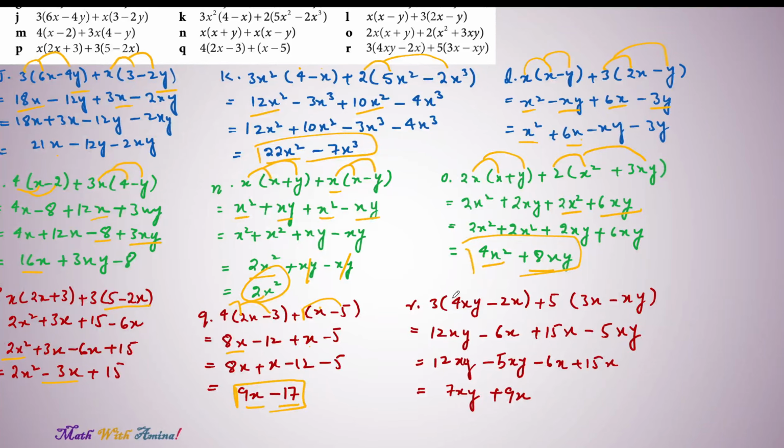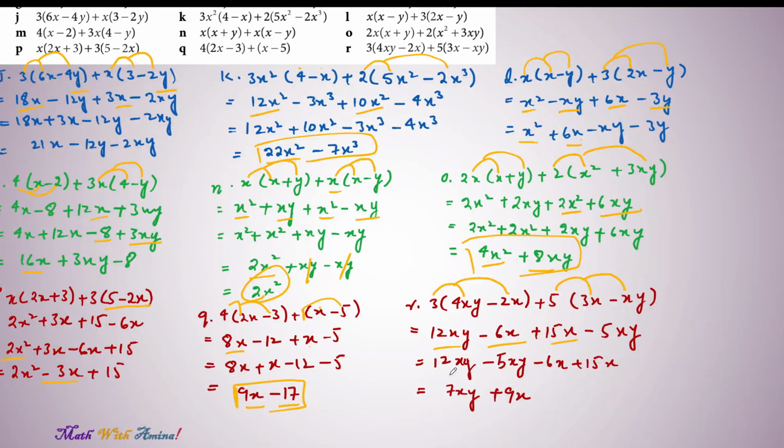Now, 3 into, in the bracket, we have 4xy minus 2x, then the bracket is closed, plus 5, then another bracket opens, 3x minus xy, and the second bracket closes. So 3 gets multiplied with 4xy, we get 12xy. When 3 gets multiplied with minus 2x, we get minus 6x. This plus 5, when it gets multiplied with 3x, we get 15x. When the plus 5 gets multiplied with minus xy, we get minus 5xy.